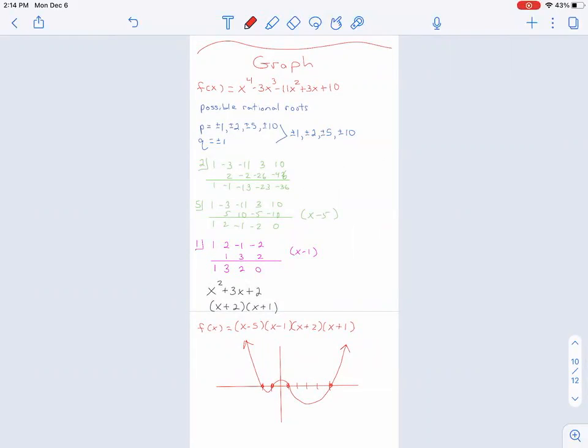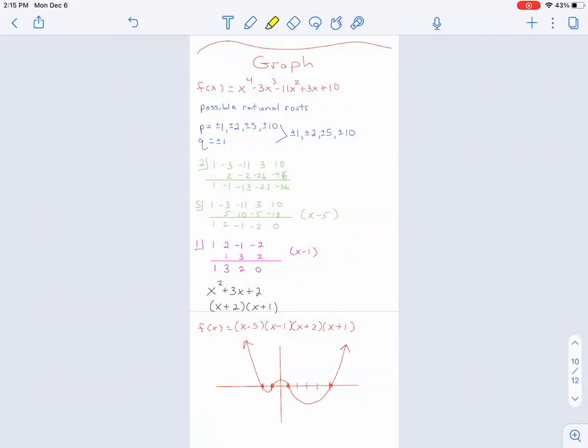Yes? Will we ever have... Oh, good question. Would you ever have anything to the second power, which would make it bounce? Yes, we'll do one of those in our next class. The only difference would be, remember when we did 5 and we got x minus 5? If we got down here and one of those factors might be x minus 5 again, then you just get x minus 5 squared, and that will cause a bounce in the graph. So you're getting it. Yes, we will see one like that soon.